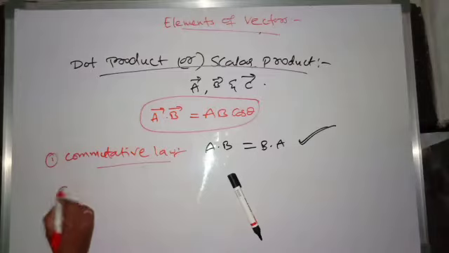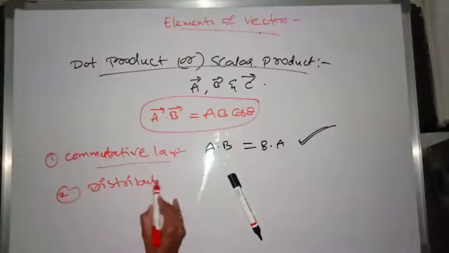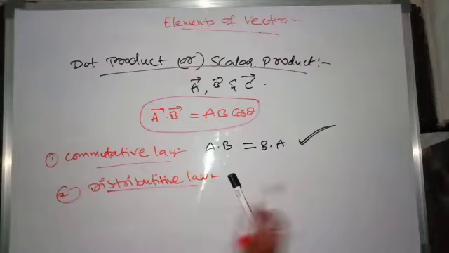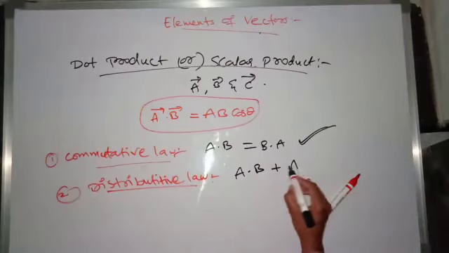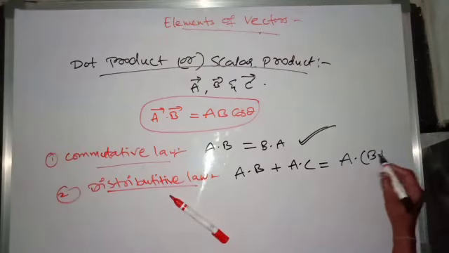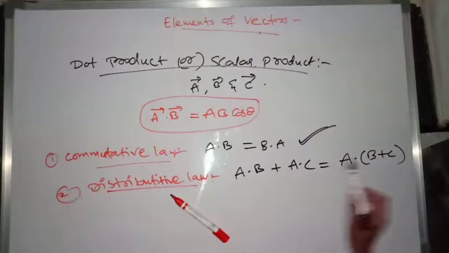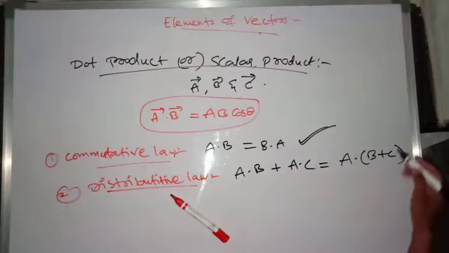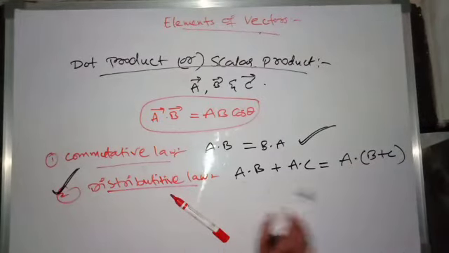Coming to the next one, distributive law, or distributive property. A dot of B plus C, you can write this as A dot B plus A dot C. So the dot product or scalar product also obeys the distributive law.